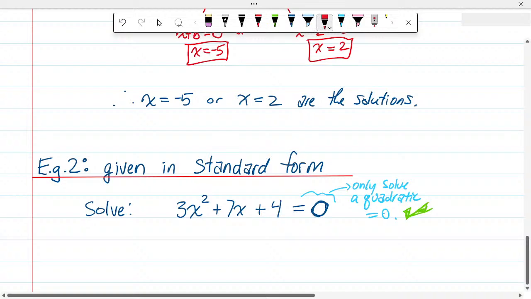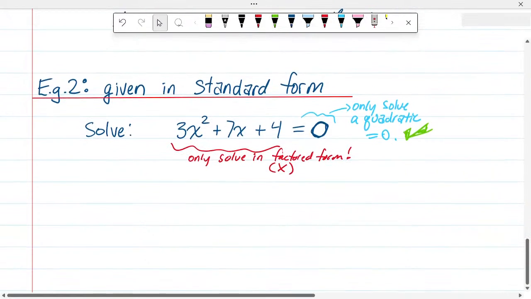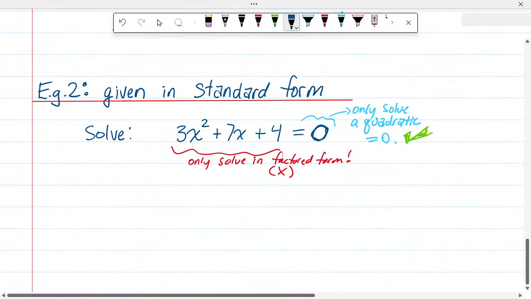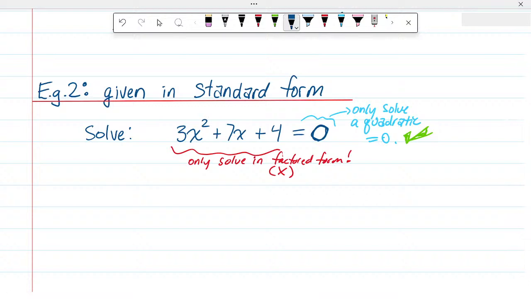But then the other thing we said is, we can only solve if it's in factored form. Is this in factored form? So what do we have to do with it? Bingo. In other words, we have to factor it. If it has to be in factored form, then all we have to do is factor it.